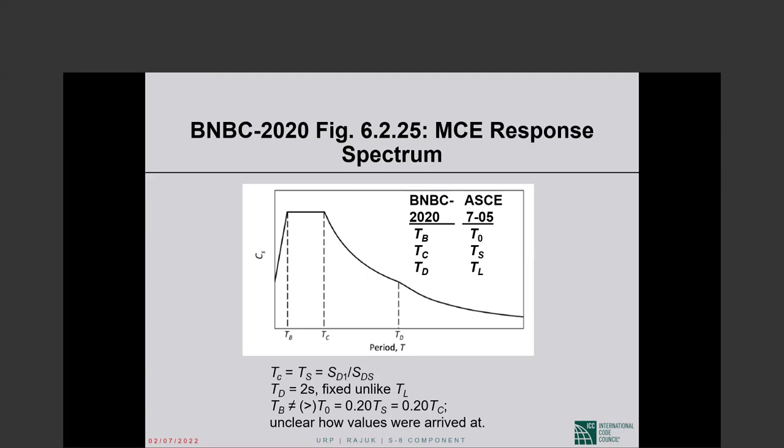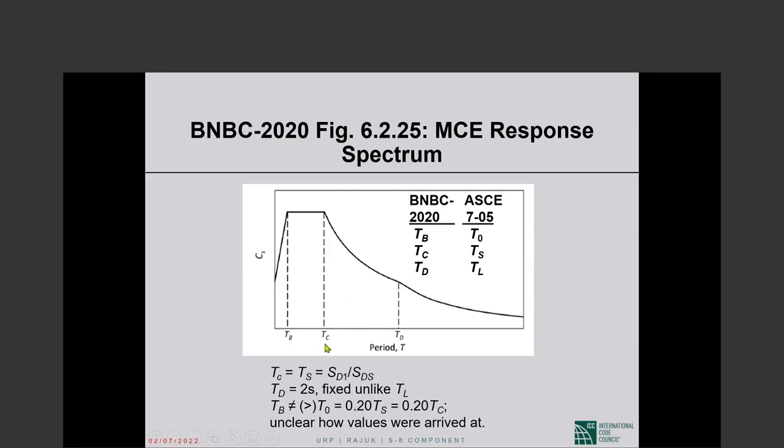Okay, it's time, I think, so I'll start. This is the BNBC spectrum that I have shown you. I have shown you all of this also, that T sub B corresponds to T sub 0 of ASCE 7, T sub C corresponds to T sub S, T sub D corresponds to T sub L.